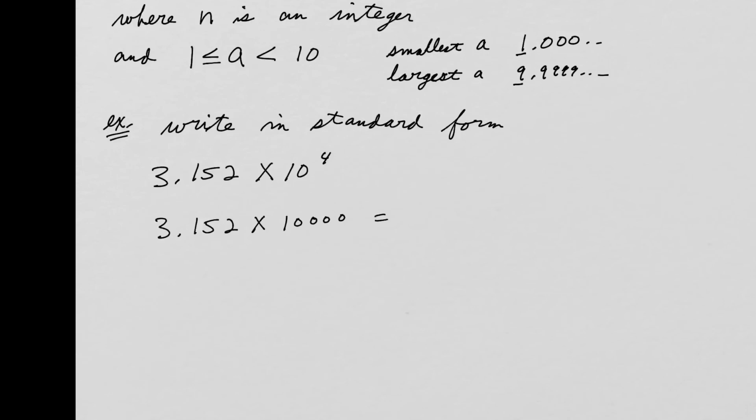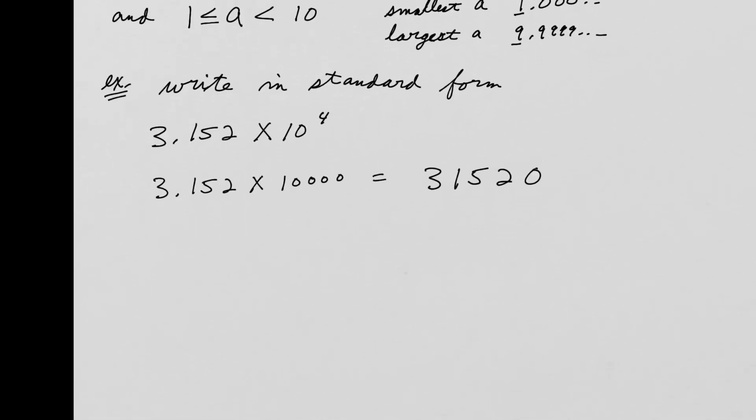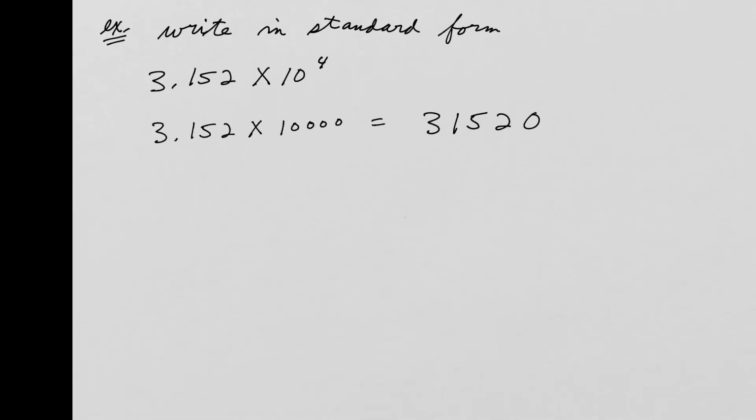So in standard form, this is going to be 31520. So the easiest way to think about this is the 4 here in the exponent is telling you to move that decimal point 4 places to the right. And since we don't have enough digits, we have to add a 0 there, right? So that's how I'm getting 31,520.